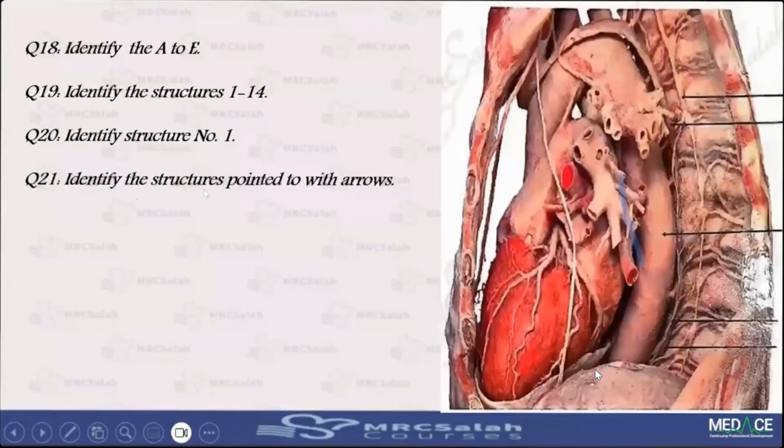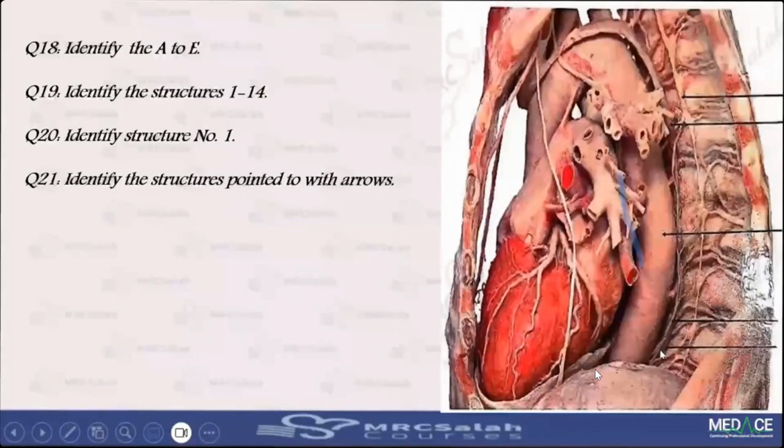And would you identify the structures pointed to with arrows, please? The arrow, that's the descending thoracic aorta. This one, the big one. What about those ones? These are greater splanchnic branches. They could be the branches of the sympathetic plexus. Sympathetic chain.